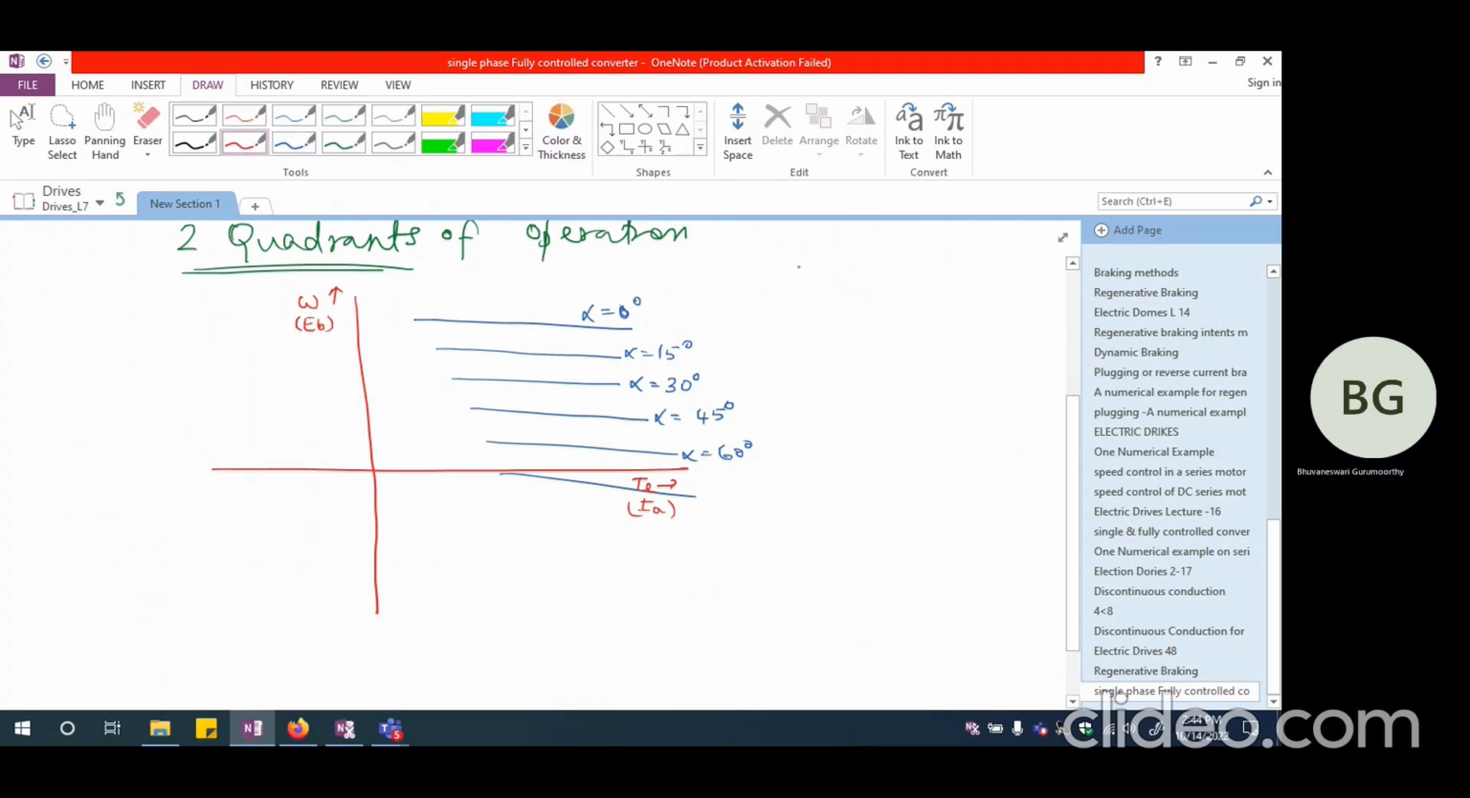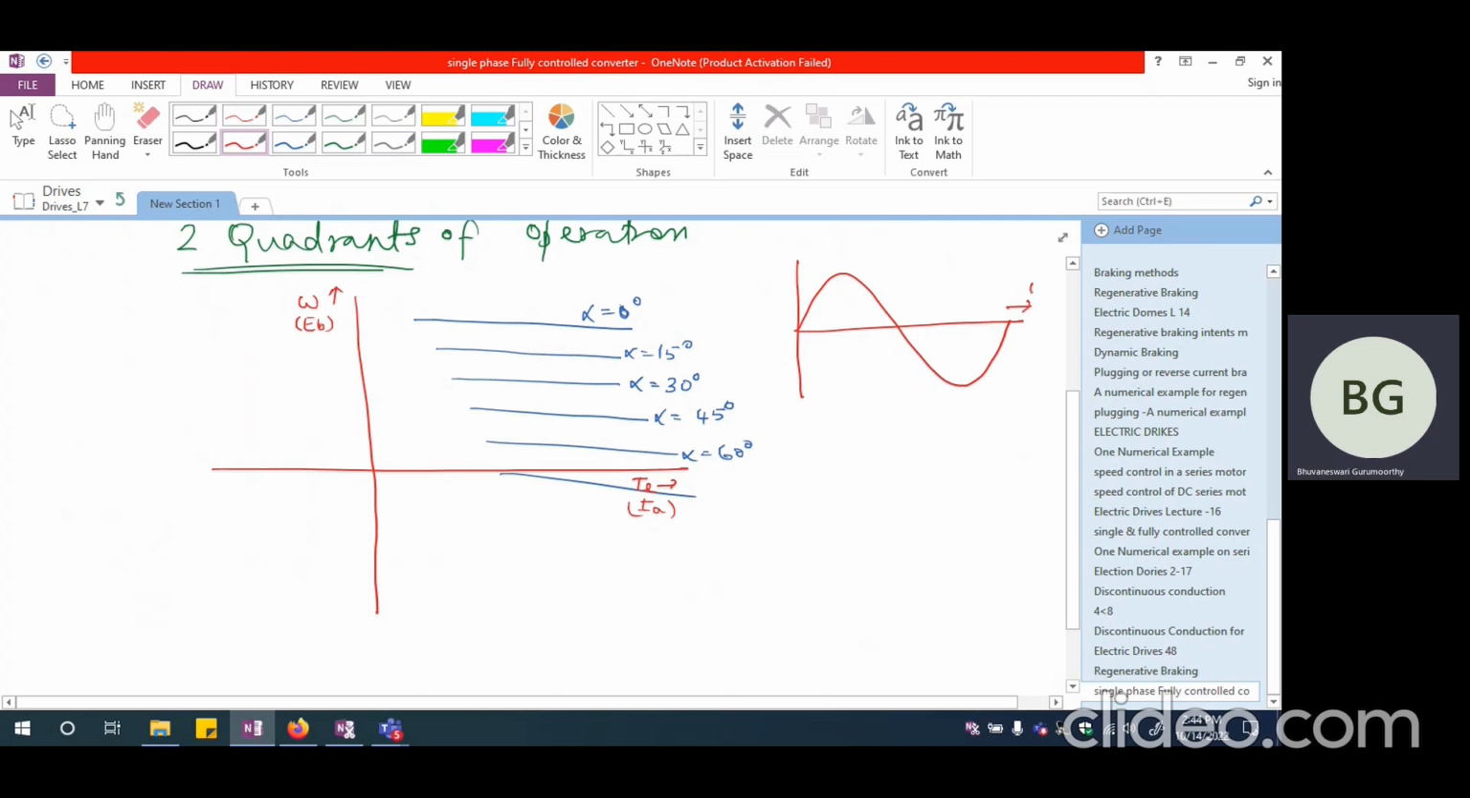Now, when we are actually looking at the waveforms corresponding to the single-phase fully controlled converter, we drew the back EMF much lower than the peak of the sinusoidal supply voltage. And we said that if I'm going to have an alpha, which is somewhat like this is alpha, we are going to have the current increasing and decreasing, and increasing, decreasing, and so on. This is the way the armature current is going to be.